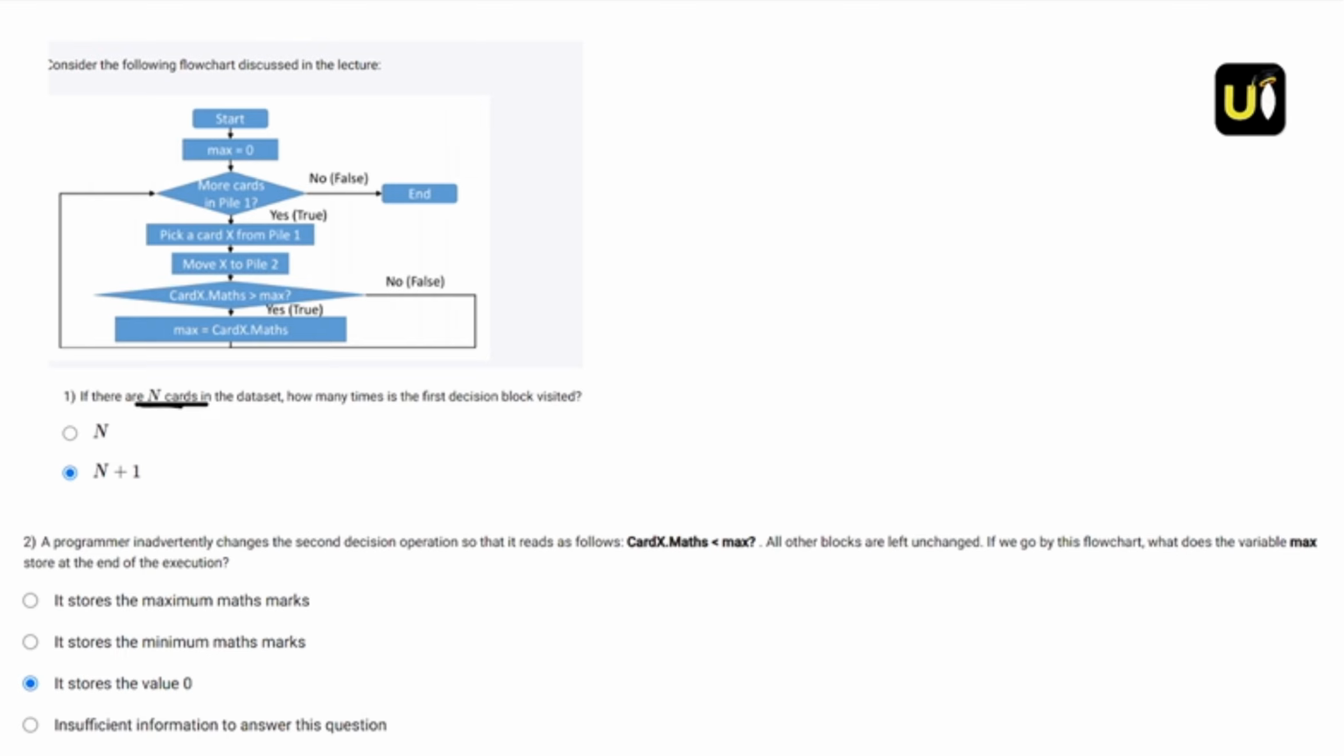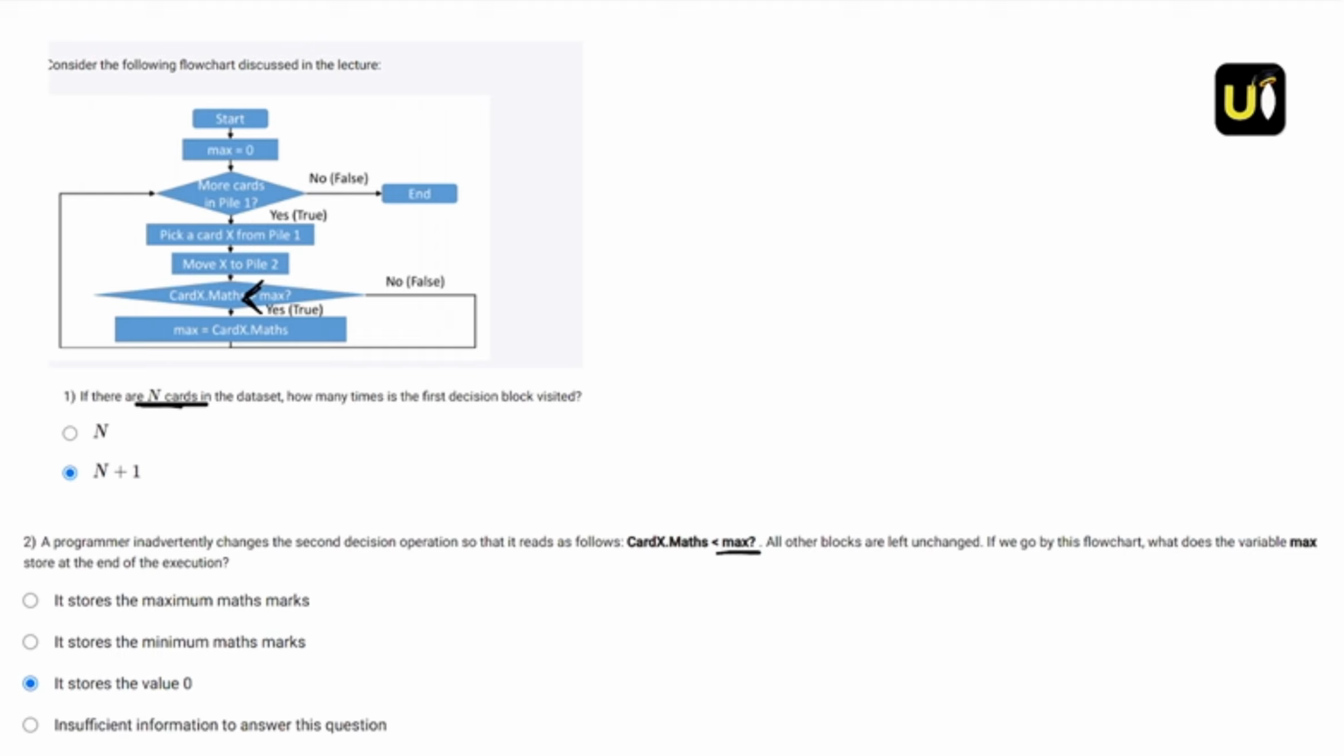Second question. A programmer changes the second decision operation so that it reads as follows: card x max is less than max. So basically this sign here is changed. All the other blocks are left unchanged. If we go by this flowchart, what does the value max store at the end of the execution?